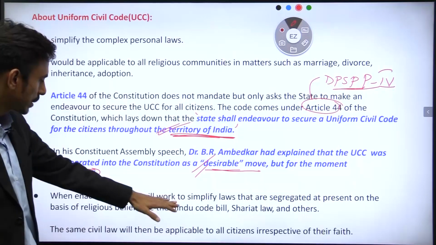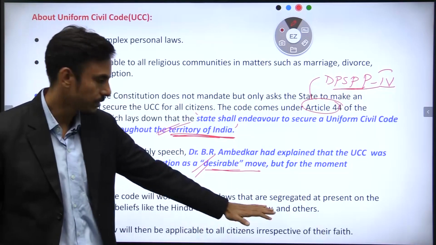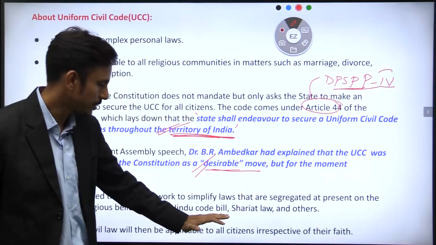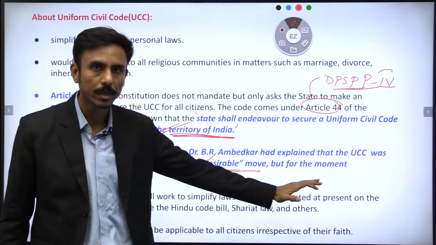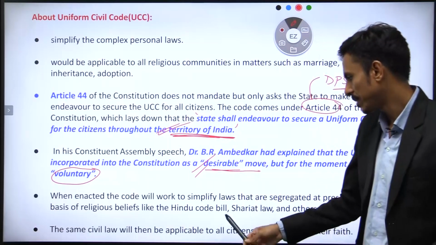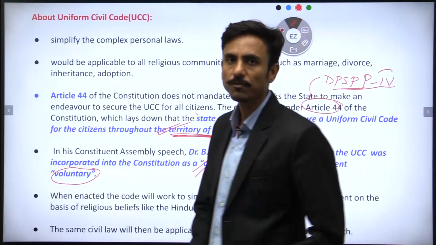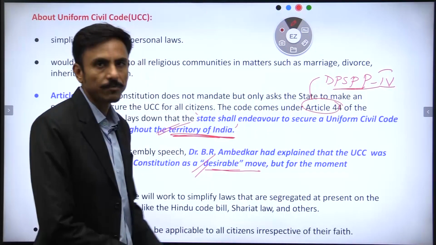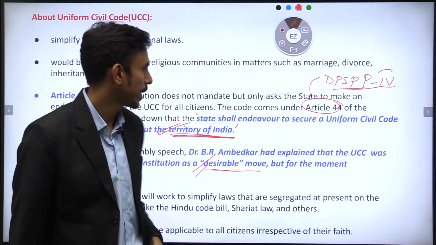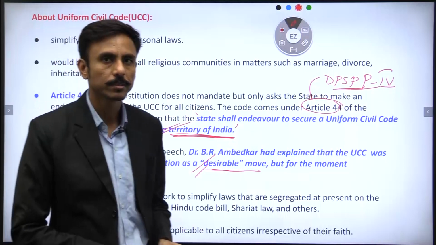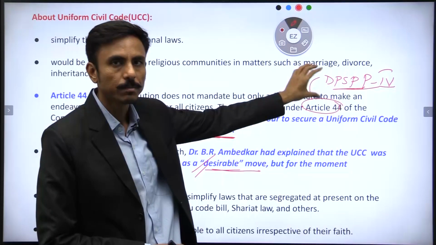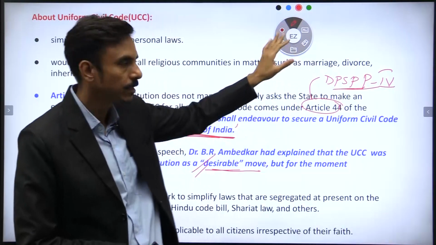So in this sense, when it is enacted, it would simplify the personal laws, and the Hindu code bill and the Shariat law and all the religious personal laws would be merged into one common civil code, right? And that will be applicable to all the citizens irrespective of their faith. So we are clear with Article 44, which is a Directive Principle, which talks about the Uniform Civil Code, and we have also learned the important benefits, and it would be applicable to the matters of marriage, divorce, inheritance and adoption, right?